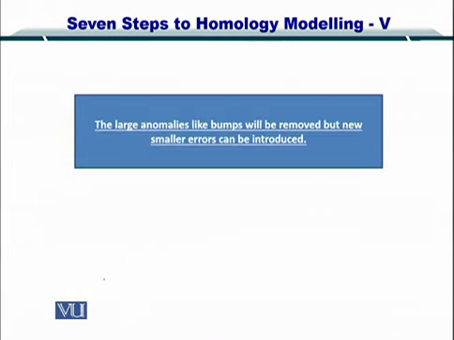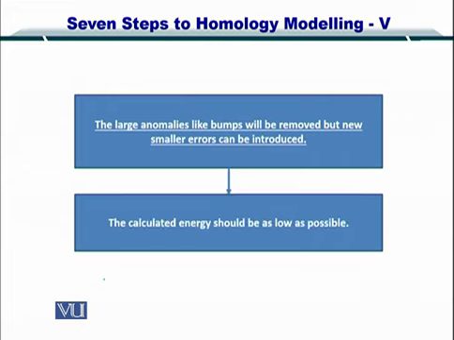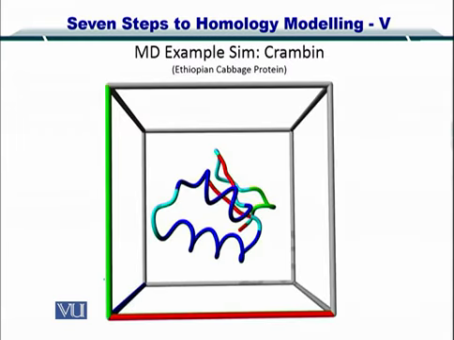The large anomalies like bumps will be removed, but sadly some errors will still exist. The golden principle in MD simulations is to minimize the overall energy of the protein. If you minimize the energy of the protein, it means that the rotamers have all settled into positions that are convenient and comfortable for them, and therefore they are not creating instability in the protein structure, which is a very good thing.